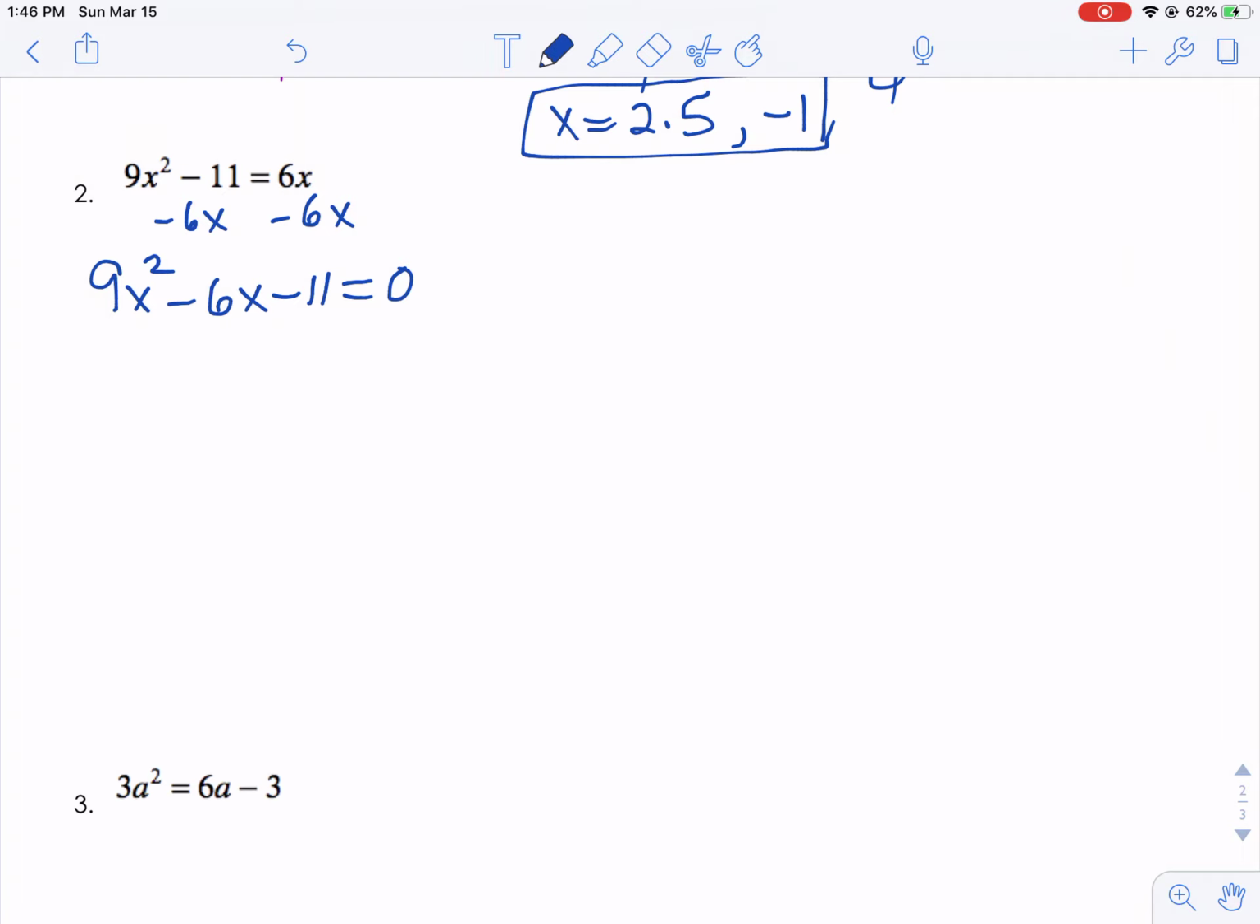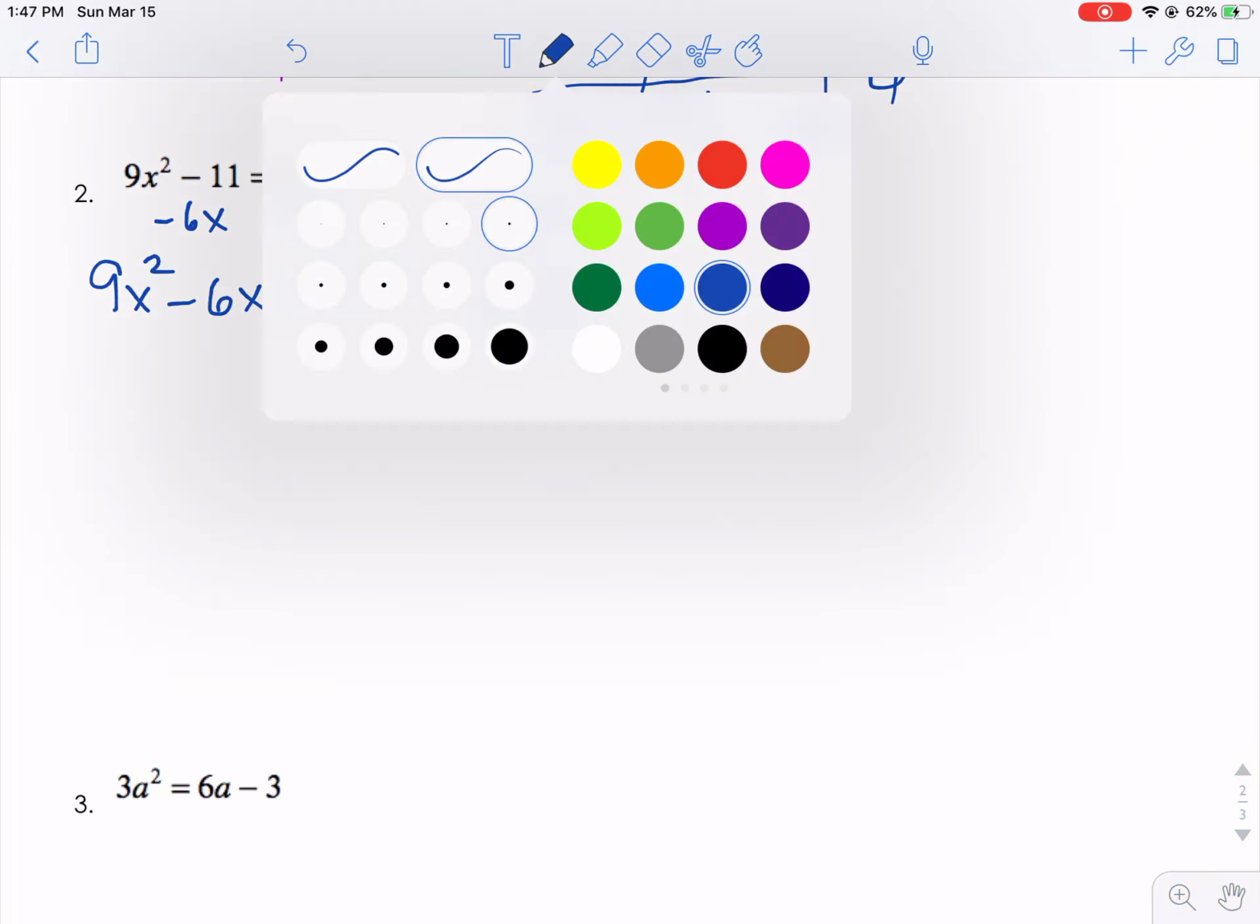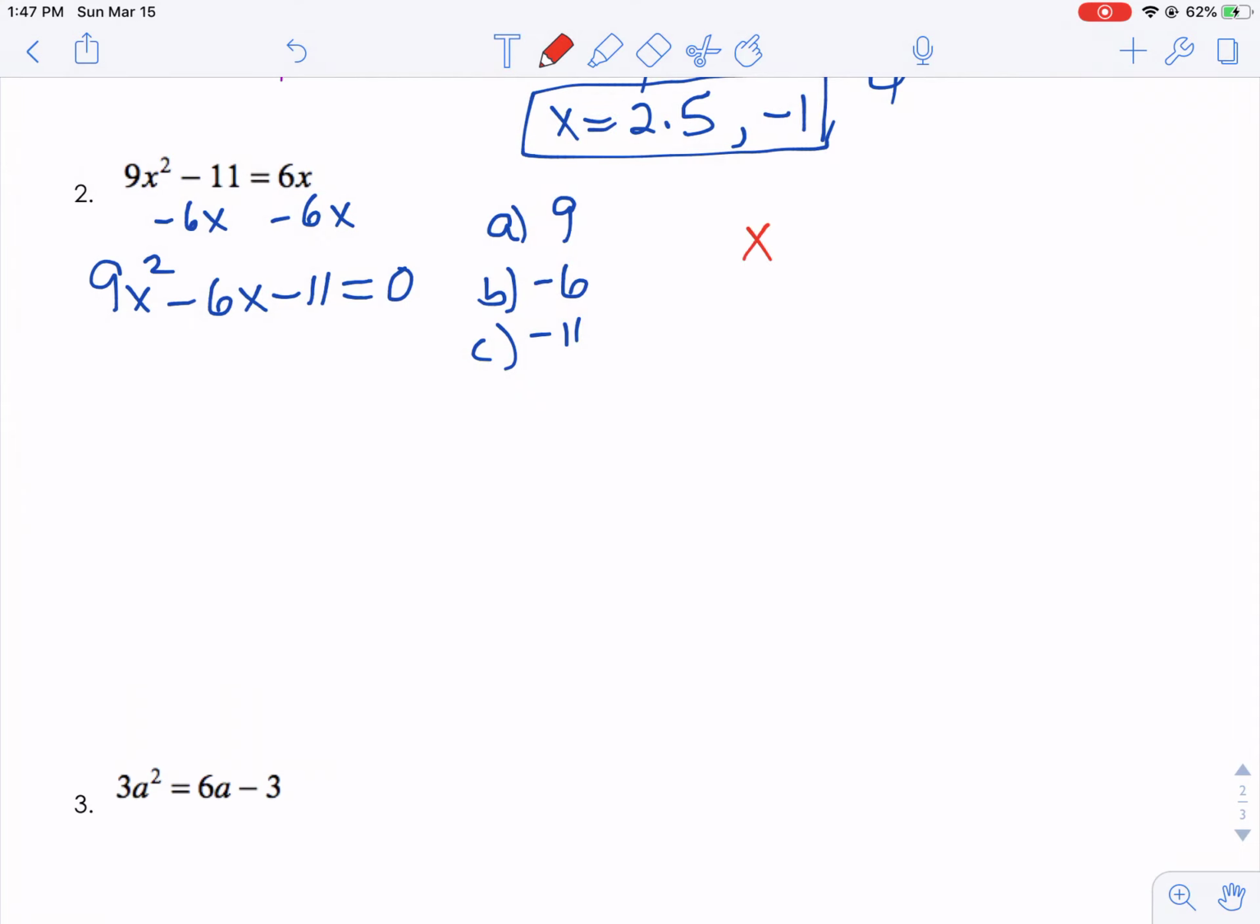Next thing I want to do is write down my a, b, and c. A is in front of the x squared, so that's 9. B is in front of the x, which is negative 6. C is the constant by itself, which is negative 11. And now all I'm going to do is plug it into the formula, which I will write here so that you remember what it is. Okay, this is on your reference sheet. You do not have to memorize it.